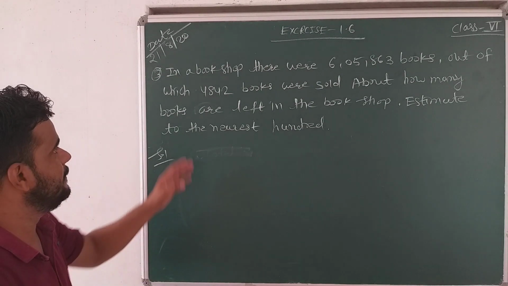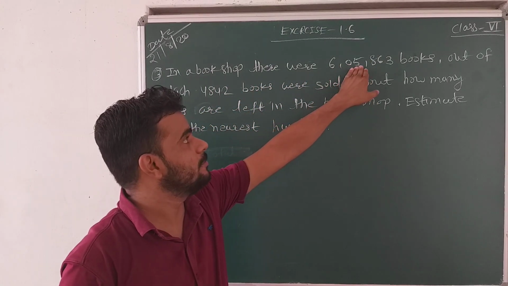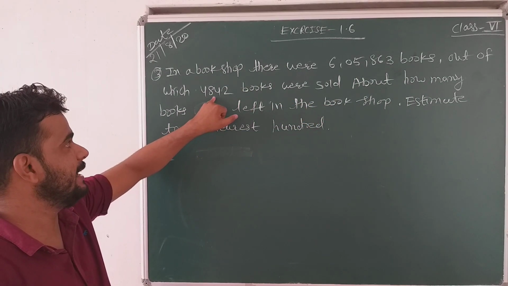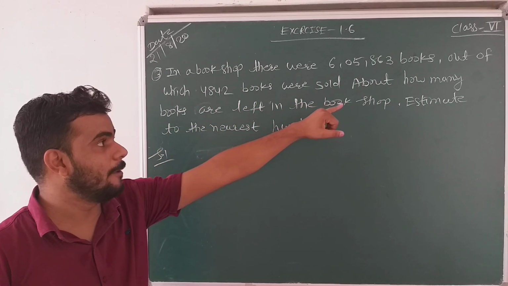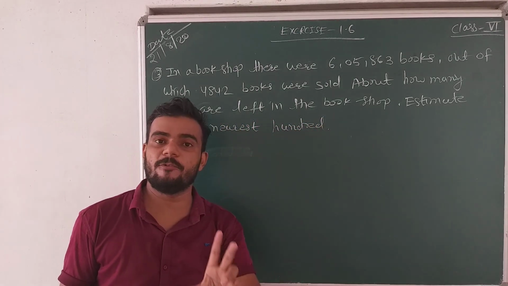Okay, so the next question. In the bookshop there were 6,05,863 books. Out of these, 4,842 books were sold. About how many books are left in the bookshop? कितने books जो है वो left बची है?